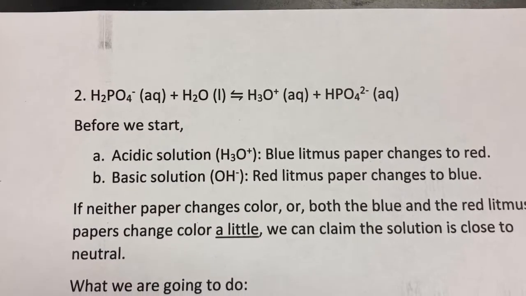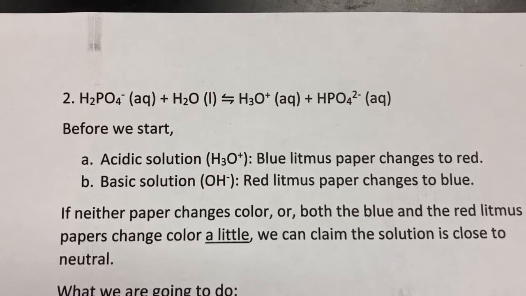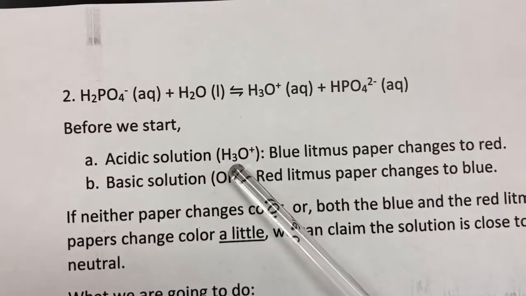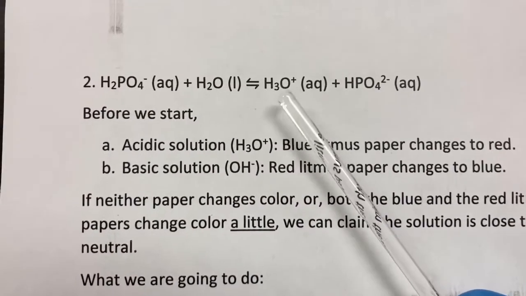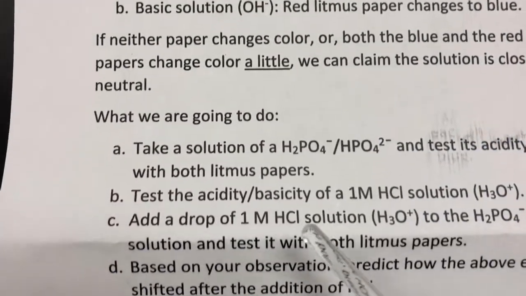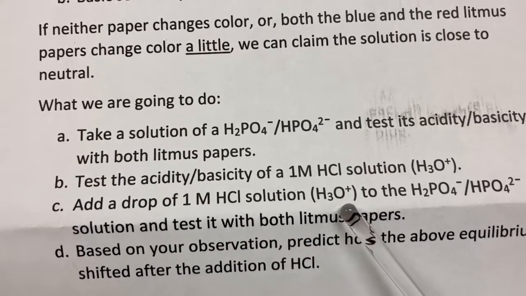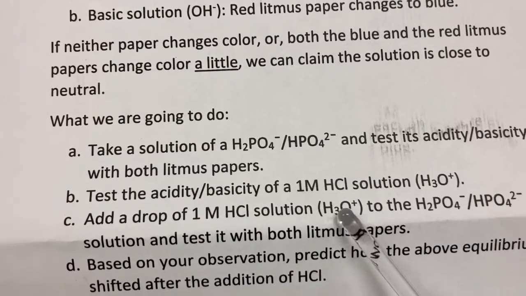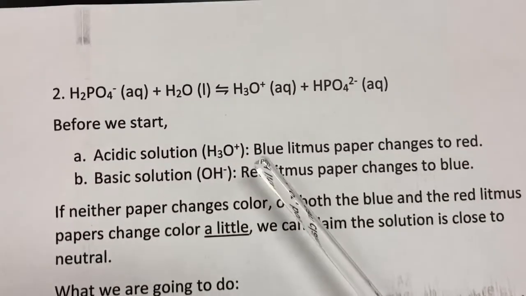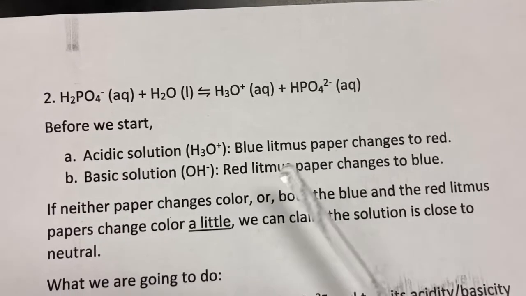What makes the blue paper change to red is the hydronium ion, which is the product here. When you add hydrochloric acid to a solution, you're adding this one. When you add this one, hydronium ion, it will change the blue paper to red. But in this case, the color didn't change.